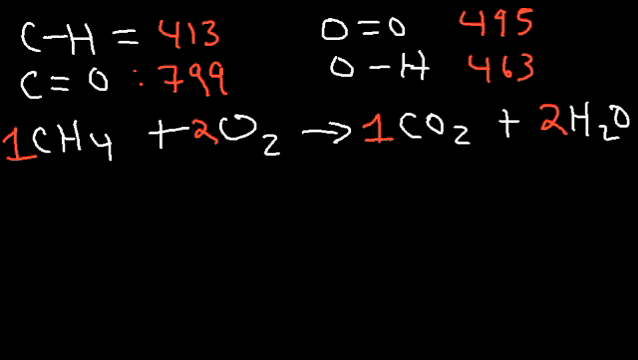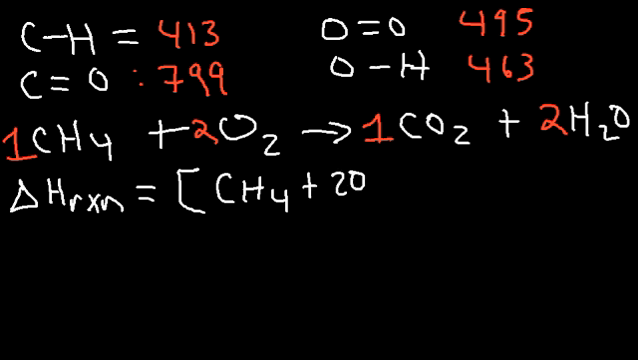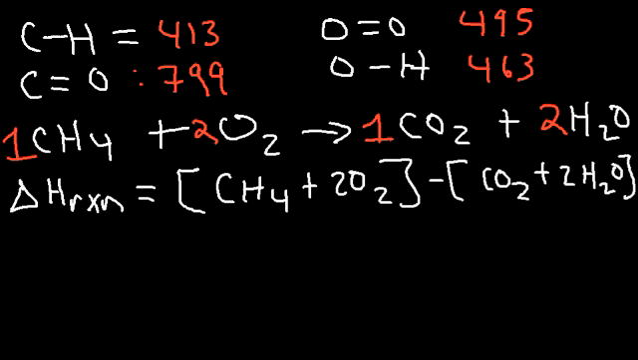So therefore, when we use the equation, delta H of reaction is equal to the products minus reactants. For bond dissociation energy, it's going to be reactants minus products. So it's going to be CH4 plus 2O2, those are the reactants, minus the products, CO2 plus 2H2O. So now we've got to write it in terms of bonds.